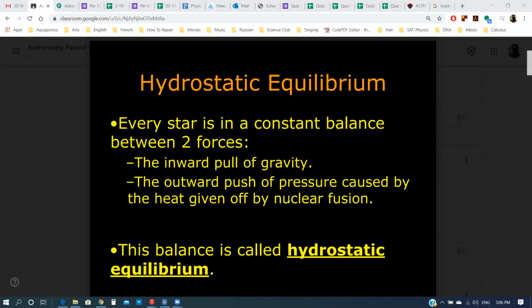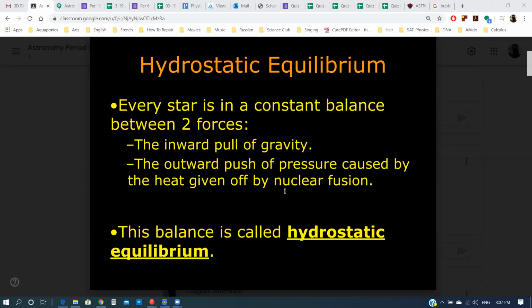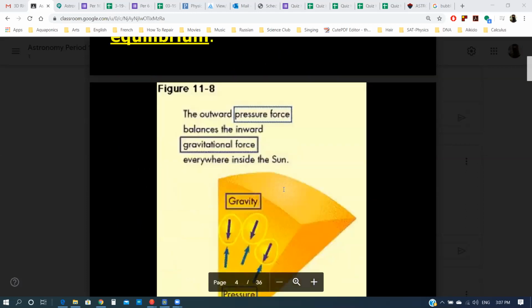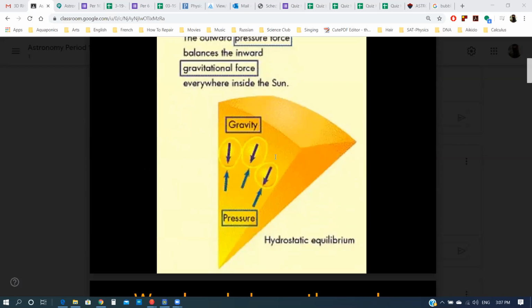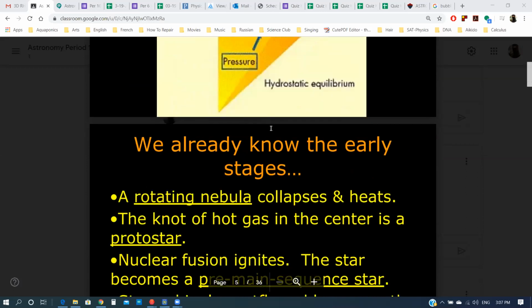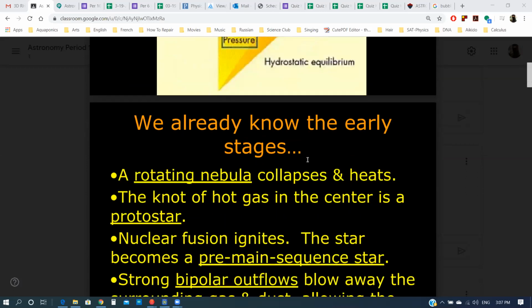When it's not balanced, the star will either shrink under the force of gravity, overcoming the outward pressure from the core, or it will expand if the pressure is higher and gravity is lower. Well, I showed you the slide where these two forces are represented by arrows. And we know the initial stages are pretty much the same.